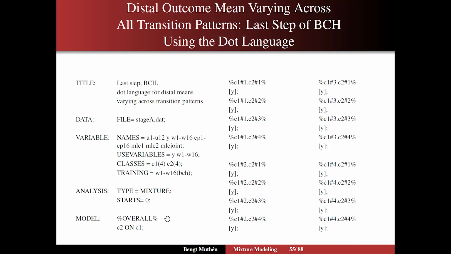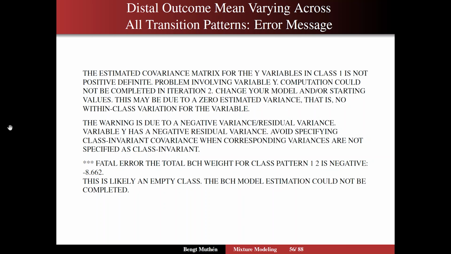Slide 55 then. Let's take a look at the last step of BCH using the dot language once again. So distal outcome means varying across all transition patterns. So you have training BCH here, and you have all of the 4x4 combinations of classes, and you have the Y mean estimated freely in all of them. Slide 56 then shows the error messages that we get in this case.